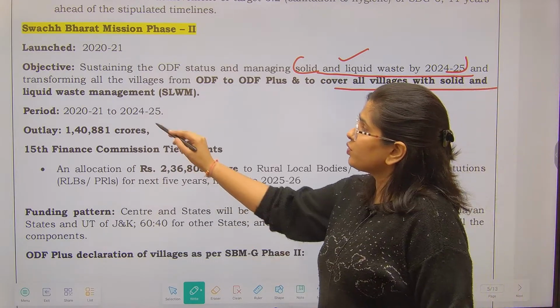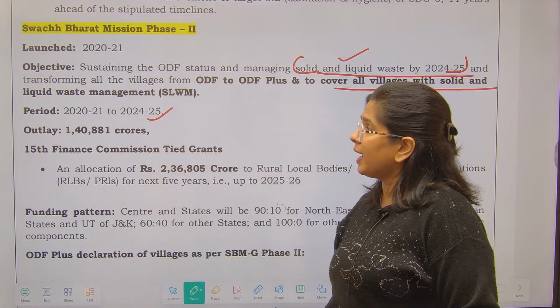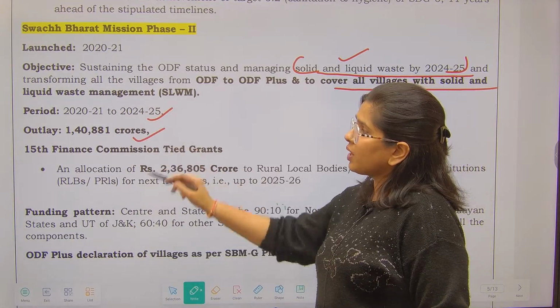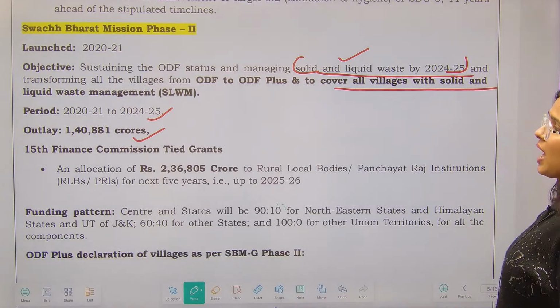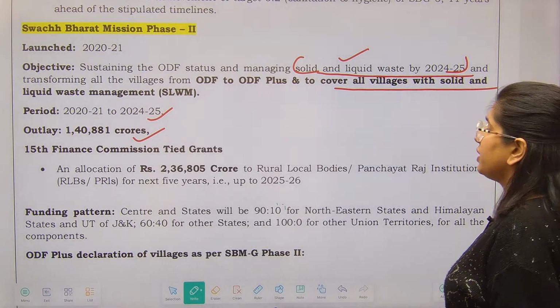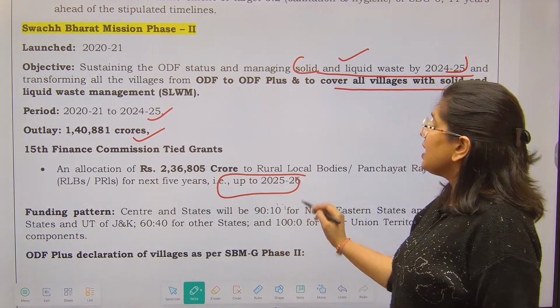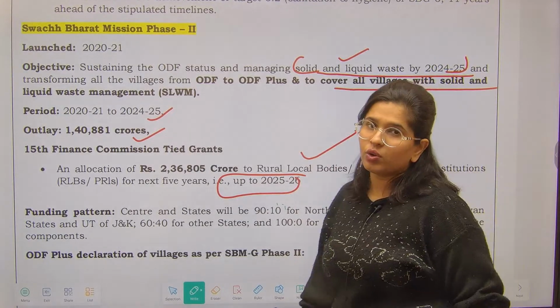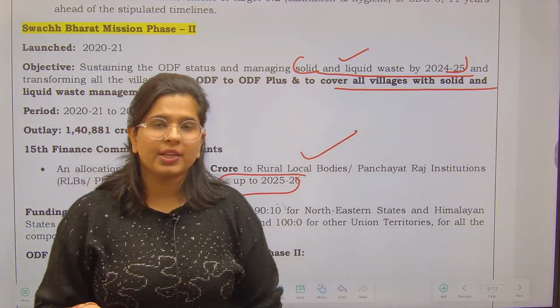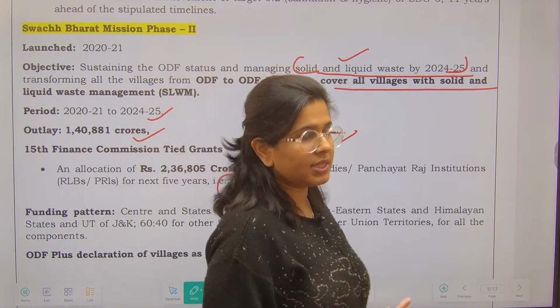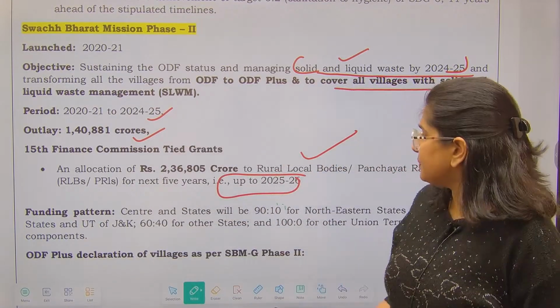The period is going to be from 2020 to 2024, right? Outlay: 1,40,881 crores, and the 15th Finance Commission has also given the grants for the year up to 2025. These grants have been given to rural local bodies because obviously, at the end of the day, these are the grassroots agencies which are implementing the scheme on the ground.